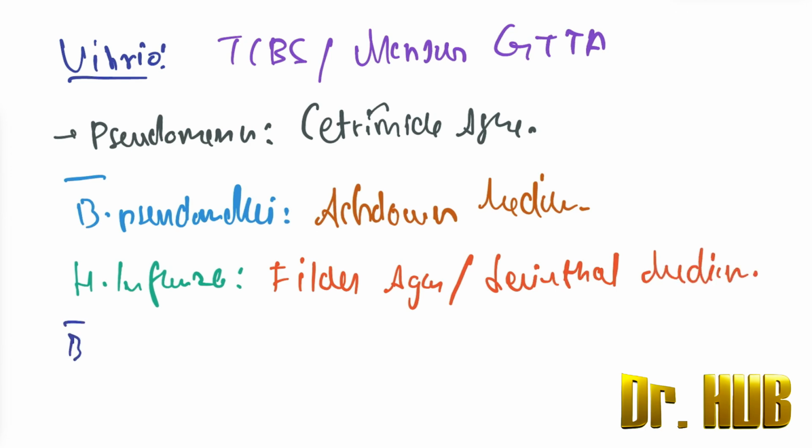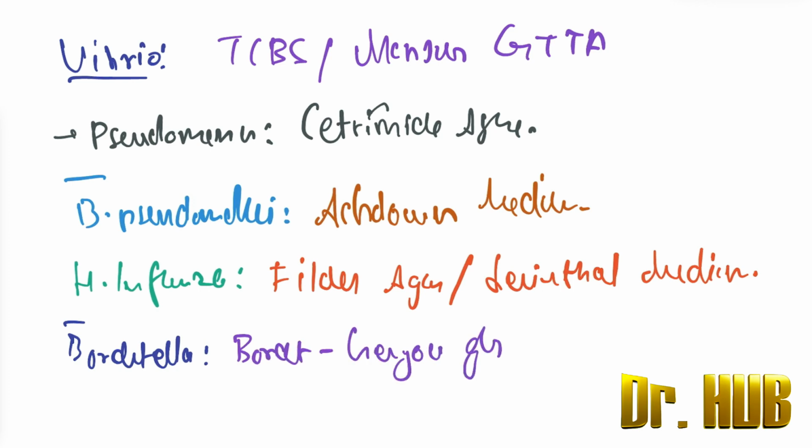Next we move on to the Bordetella. Under Bordetella, there is the Bordet-Gengou glycerine potato blood agar.